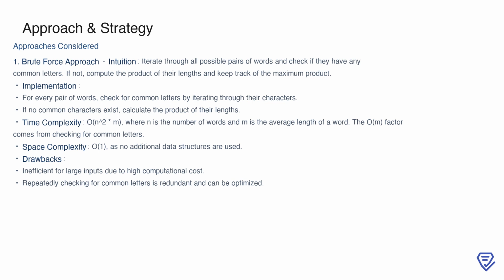While this approach is simple and doesn't require extra memory, it has significant drawbacks. The time complexity is n squared times m, where n is the number of words and m is the average length of a word, as we repeatedly iterate through characters to check for overlaps. This makes it inefficient for large inputs. Furthermore, since we don't store any intermediate results, we end up performing redundant checks, which further increases the computational cost. These limitations highlight the need for a more optimized solution.